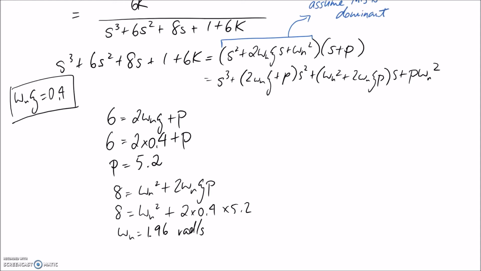Alright, so that's good. So now we can go ahead to the constant term, so 1 plus 6k has to be equal to p omega n squared.